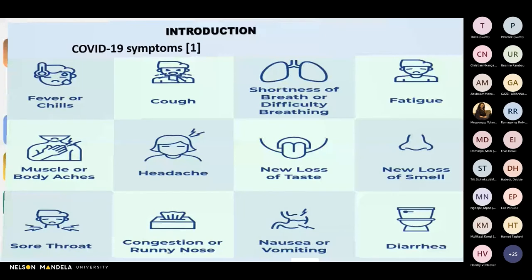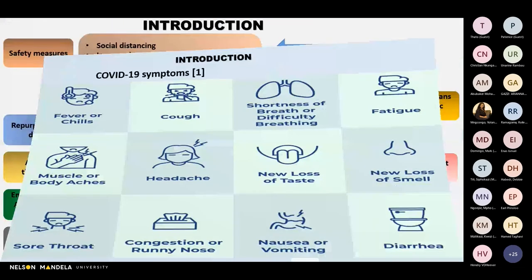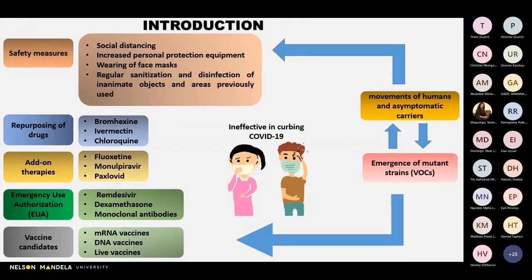Now, in order to curb this pandemic, many measures were actually implemented. For instance, safety measures such as social distancing, increased personal protection equipment, wearing of face masks, regular sanitization and disinfection of inanimate objects and areas previously used were implemented. Besides the safety measures, repurposing of drugs such as bromhexine, ivermectin, and chloroquine was also implemented, alongside add-on therapies with drugs such as fluoxetine, molnupiravir, and Paxlovid.